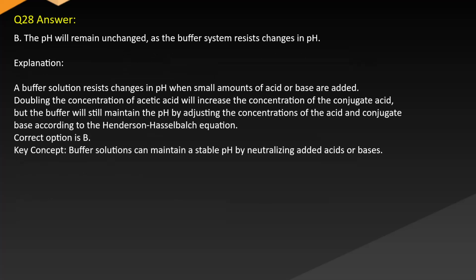Answer: B. The pH will remain unchanged as the buffer system resists changes in pH. Explanation: a buffer solution resists changes in pH when small amounts of acid or base are added. Doubling the concentration of acetic acid will increase the concentration of the acid, but the buffer will still maintain the pH by adjusting the concentrations of the acid and conjugate base according to the Henderson-Hasselbalch equation. Correct option is B. Key concept: buffer solutions can maintain a stable pH by neutralizing added acids or bases.